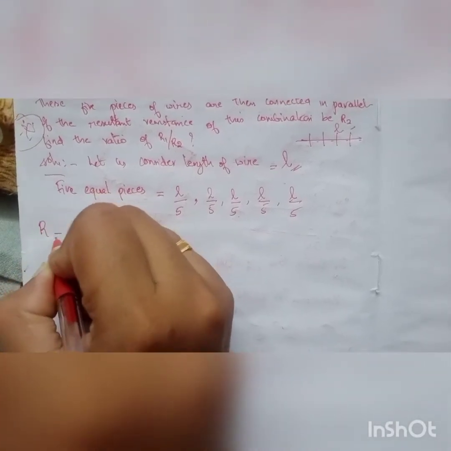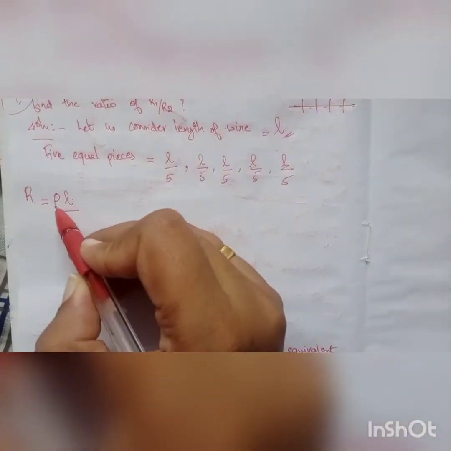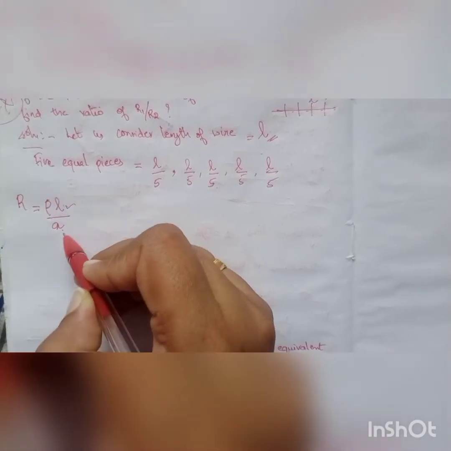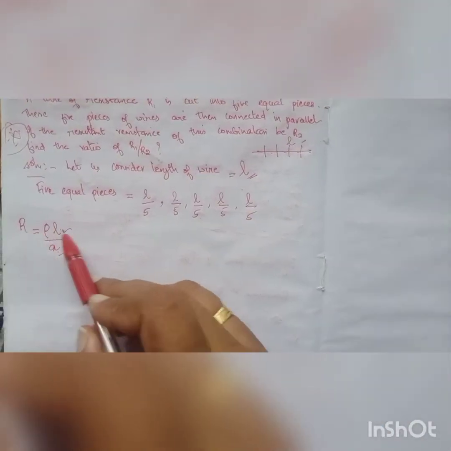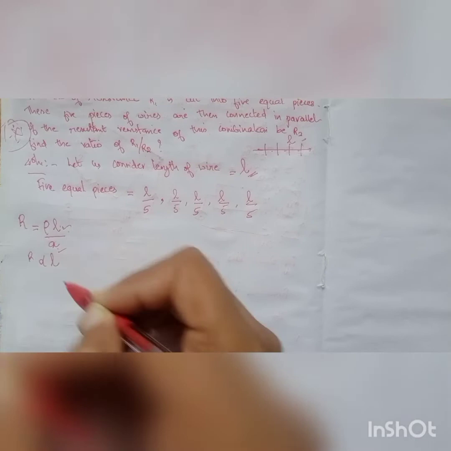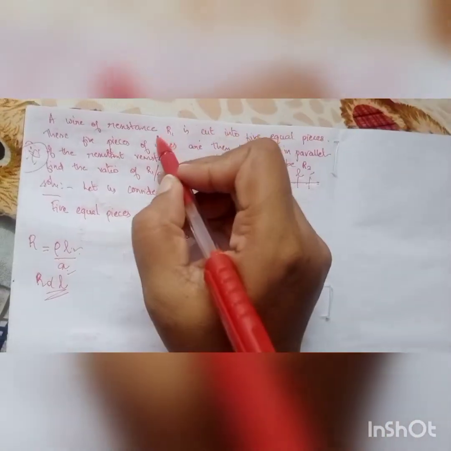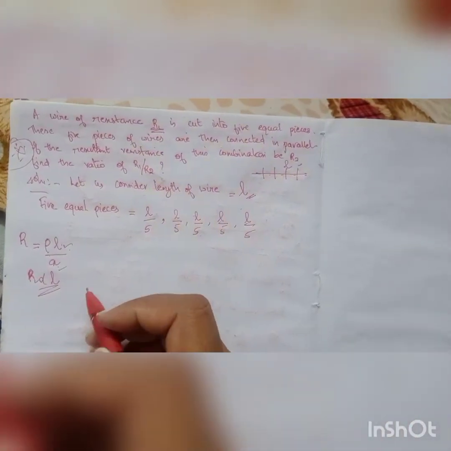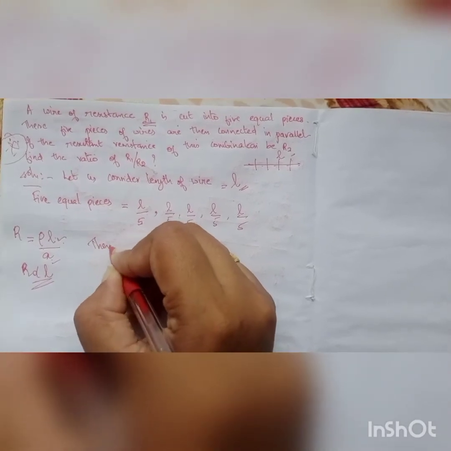Now, the important thing you need to remember is we have studied the equation of resistance as R equal to rho L by A, where rho is the resistivity, L is the length and A is the area. And we have also studied that resistance is directly proportional to length. So the resistance of this wire is already given as R1. If the length is divided by 5, what happens to the resistance?